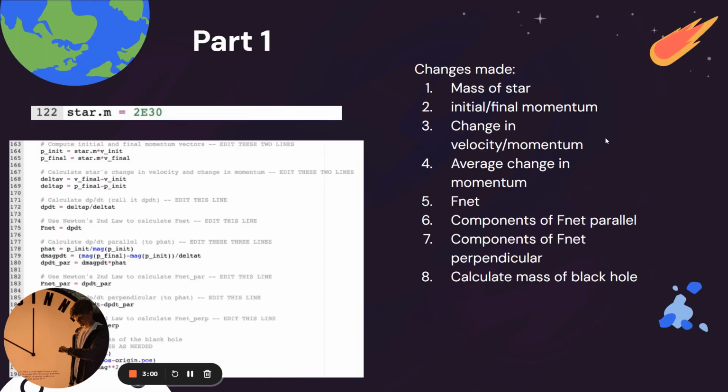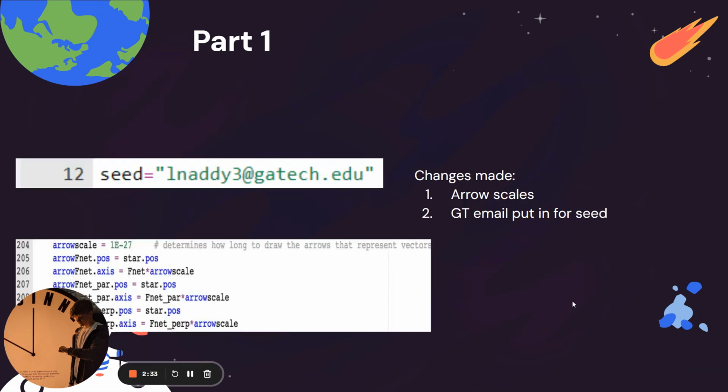So for code part 1, the changes that were made were the mass of the star, which is 2 times 10 to the 30th, initial and final momentum, change in velocity and momentum, average change in momentum, Fnet, components of Fnet parallel, components of Fnet perpendicular, and then calculating the mass of the black hole. This separated gravity into its perpendicular and parallel components in order to rearrange or calculate for Fnet, which could be used to find the mass of the black hole.